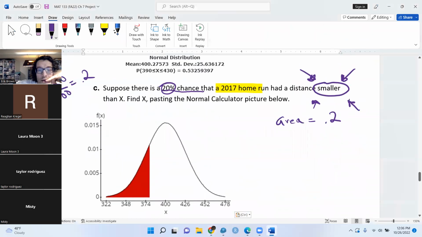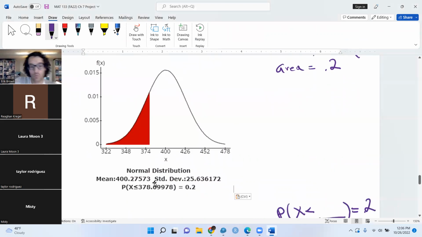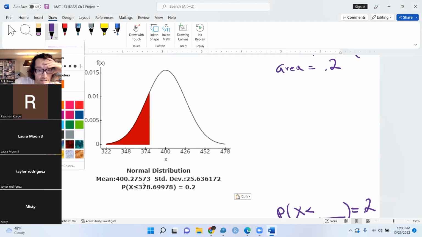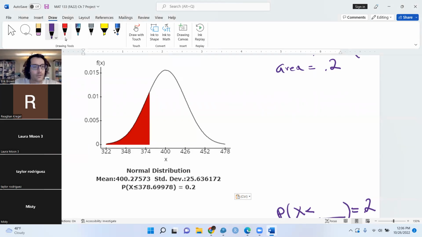And that's actually all we had to do for this one as well. We just had to find X, and we found it: this 378. This is the number that is the answer to the problem. So you don't actually have to write anything because it's right there in the picture.